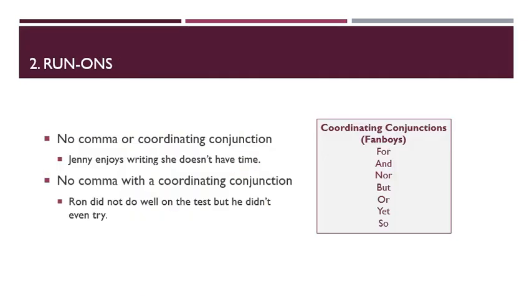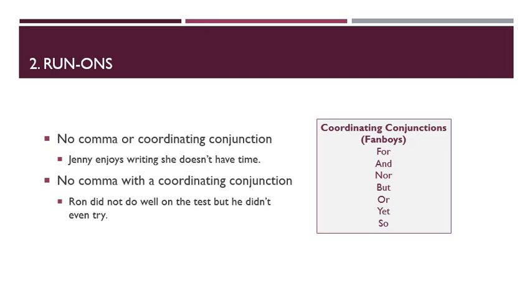Another common error is joining 2 independent clauses incorrectly. We often call this a run-on. Run-ons can take several different forms. One kind of run-on is when 2 or more independent clauses are joined without any connecting words or punctuation. The 2 sentences are simply connected by omitting the period between them, as in the sentence, "Jenny enjoys writing, she doesn't have time."